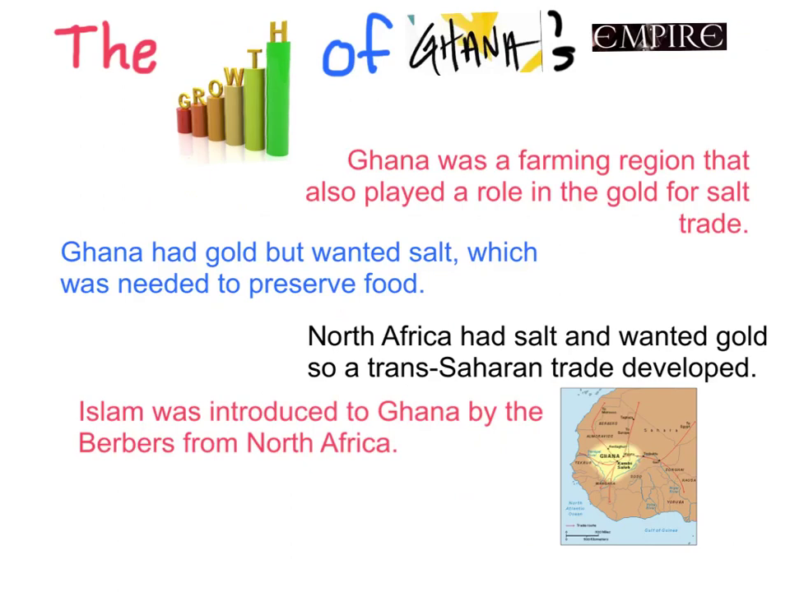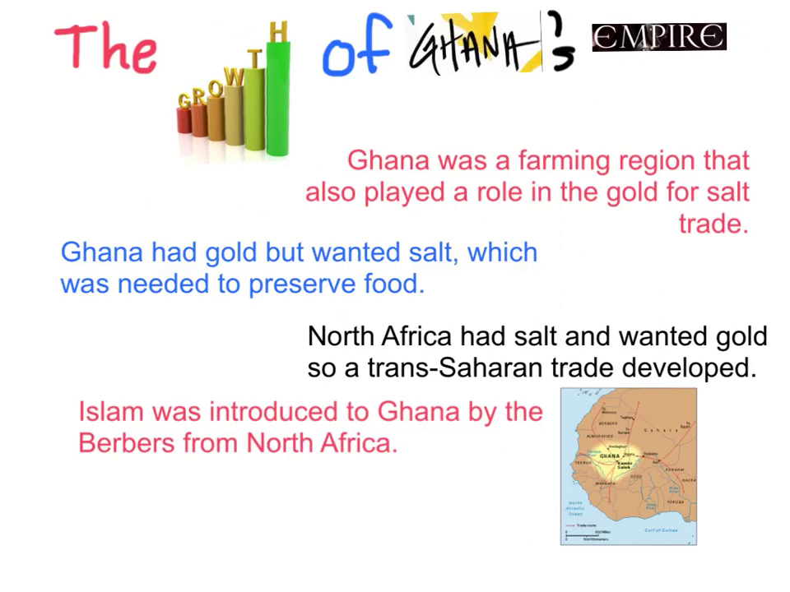We're now going to start talking about three trading kingdoms that developed in West Africa. The first one is called Ghana, and the title of this slide is The Growth of Ghana's Empire. Ghana was a farming region that also played a role in the gold for salt trade. As you look on the map here, Ghana is in this yellow area.